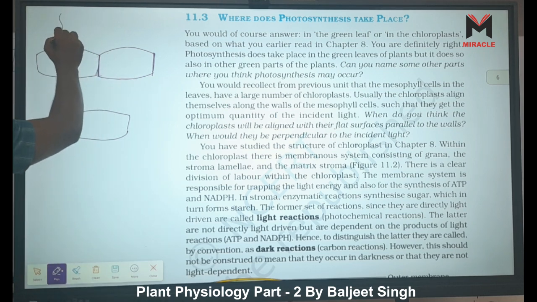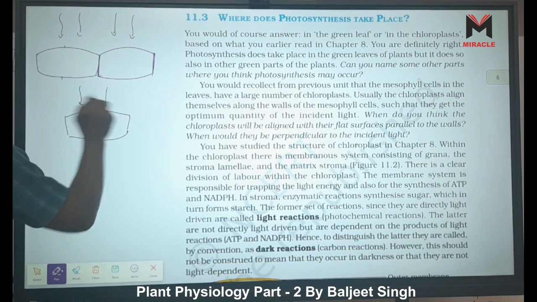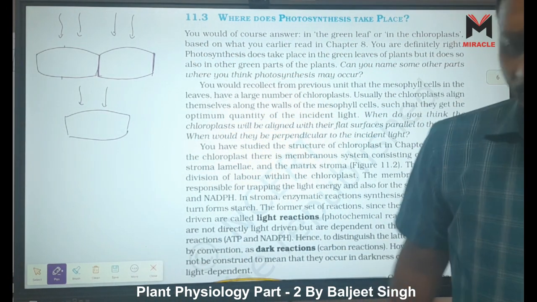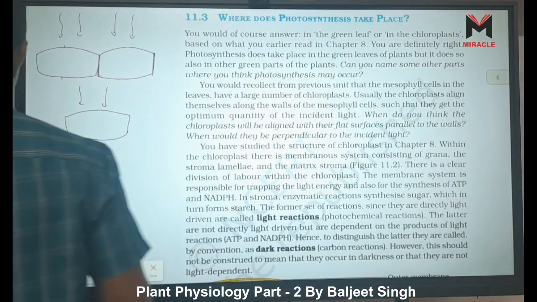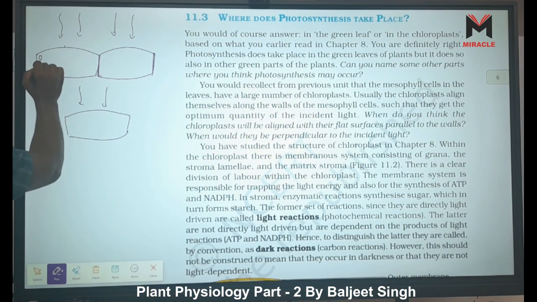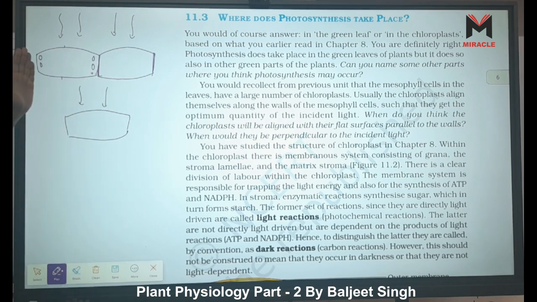When light comes from this side, when light intensity is very high, that is what happens. Then these chloroplasts align toward the radial walls, meaning just parallel to sunlight. This is sunlight and this is parallel. So this process is called parastrophy.